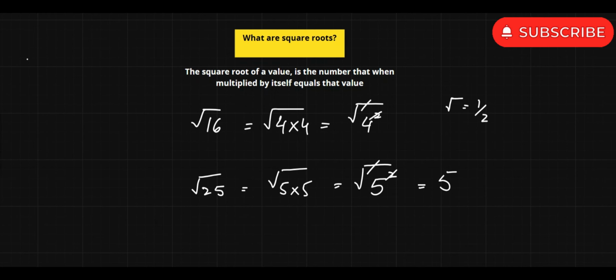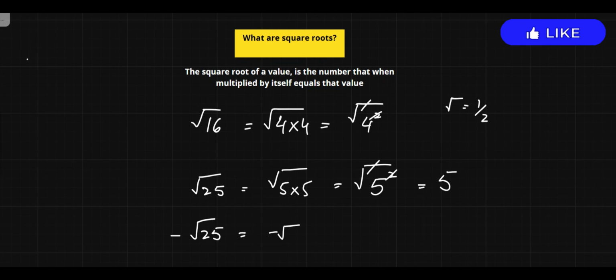So that's why we say that the square root of a value is the number that, when multiplied by itself, equals that value. Here we have multiplied 5 with 5 and we have taken that value. The value of the square root can be positive as well as negative. It can be negative like this. If I take the square root of 25 as negative 5 times negative 5, that will give us negative 5. So in this case, the value of the square root is negative.